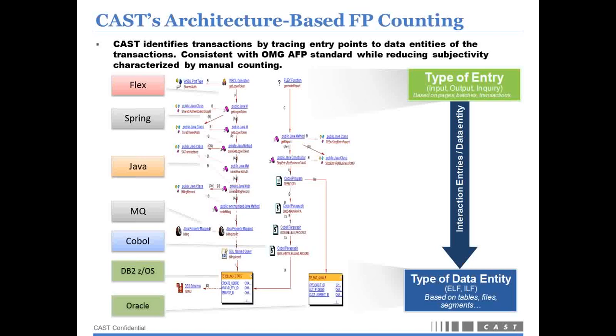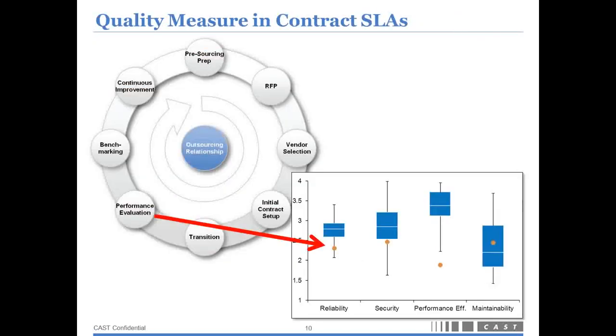Now, what this has led us to is the fact that people want to use these automated metrics for quality and for size. And in fact, we're seeing more and more that these are being written as service level agreements into contracts for system integrators and for outsource organizations.